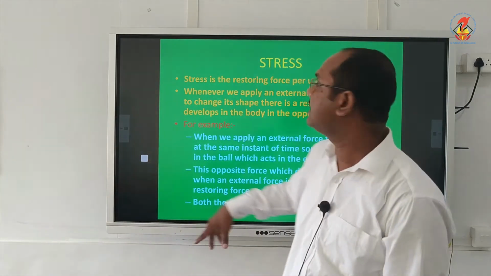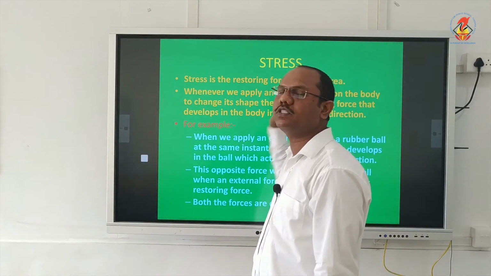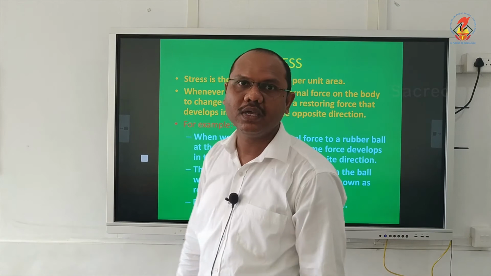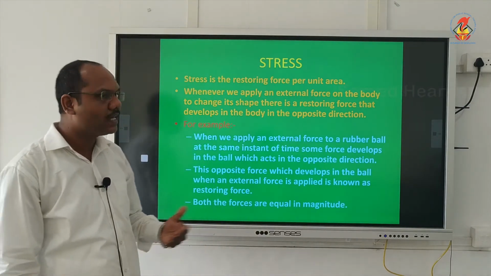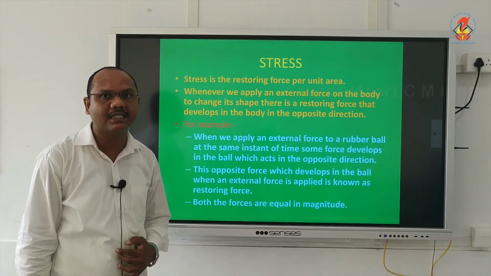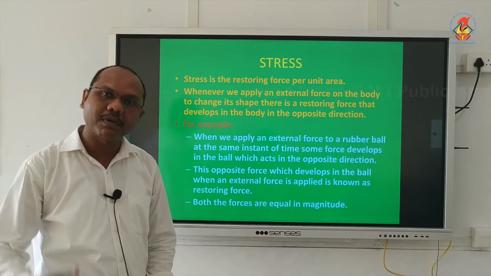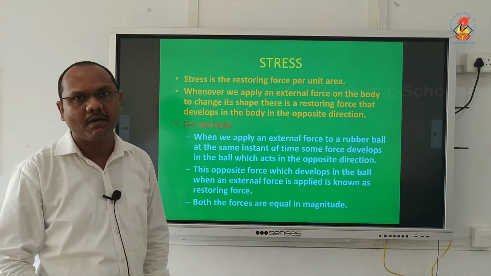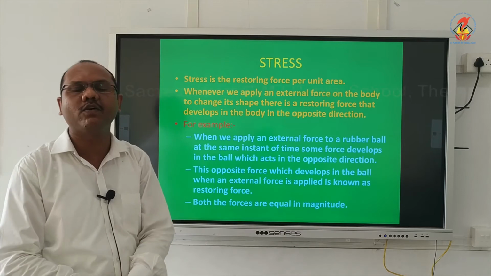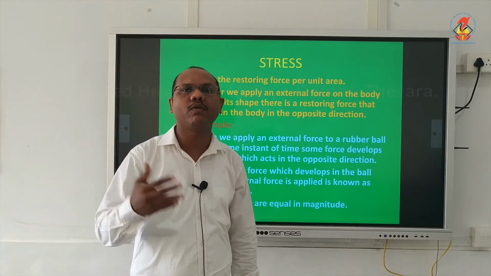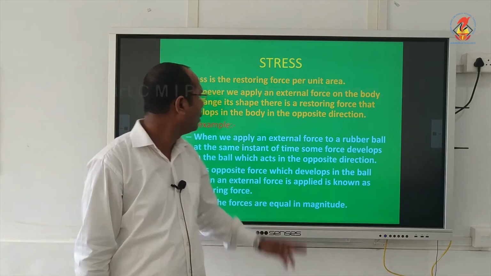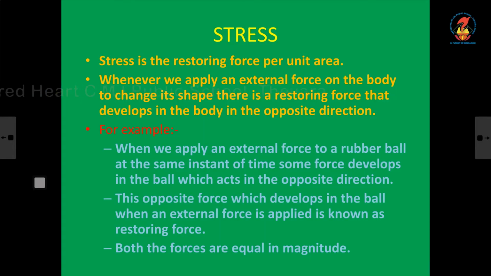That normal force per unit area is called pressure. And what is stress? It is the restoring force per unit area. So the equation is the same: stress is equal to F by A itself, and pressure is also equal to F by A. But stress is the restoring force per unit area, whereas pressure is the normal force per unit area. Whenever we apply an external force on the body to change its shape, a restoring force develops in the body in the opposite direction.